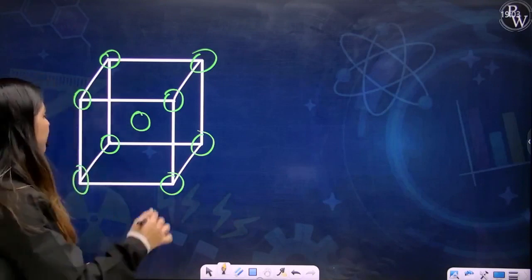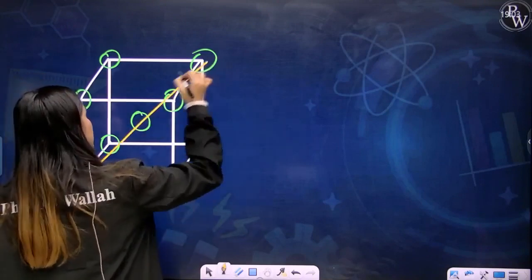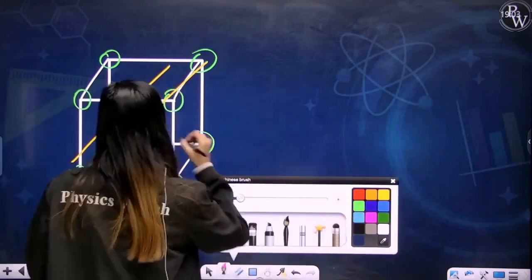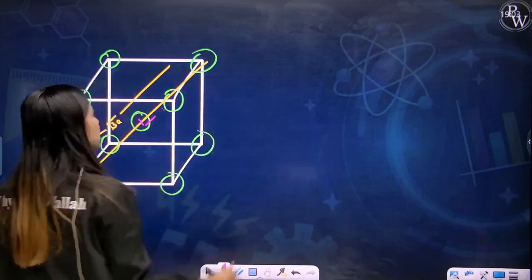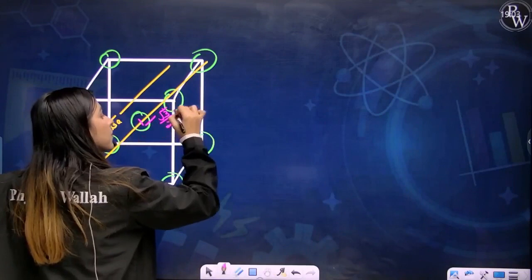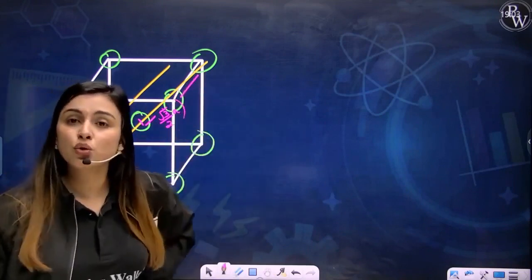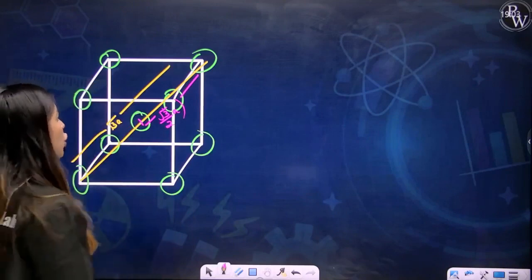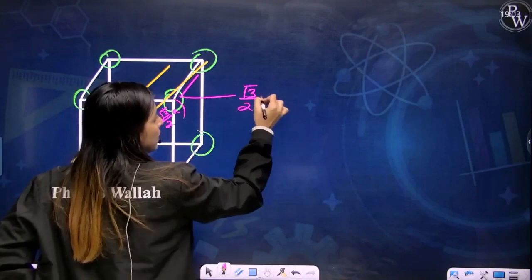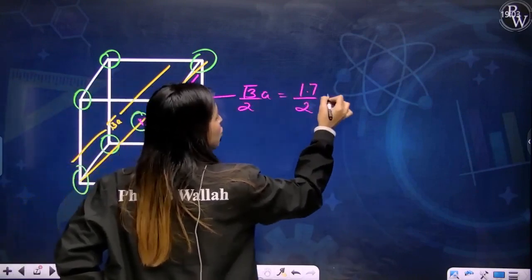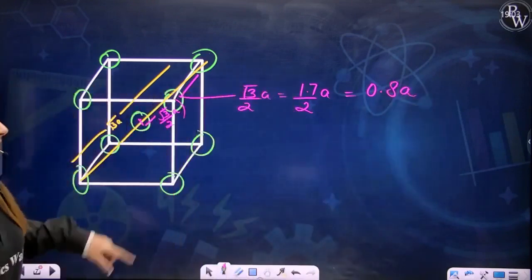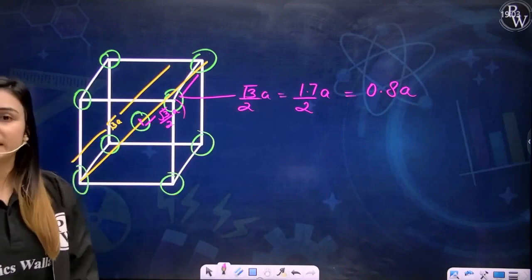Now let me tell you, if this whole body diagonal is root 3a, can anyone tell me what will be this length? Since it is the center of the diagonal, this will be equal to root 3 by 2a. I hope it is clear. So the distance between this and this atom will be root 3 by 2a, which is equal to 1.7 upon 2a, which is equal to 0.8a. So the distance between these two atoms is 0.8a.